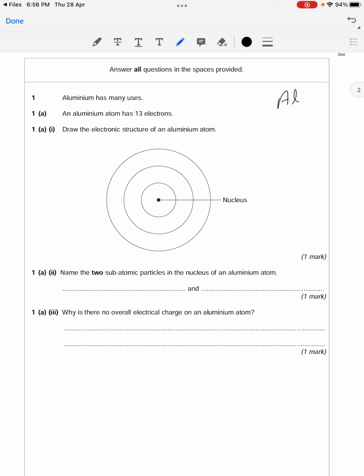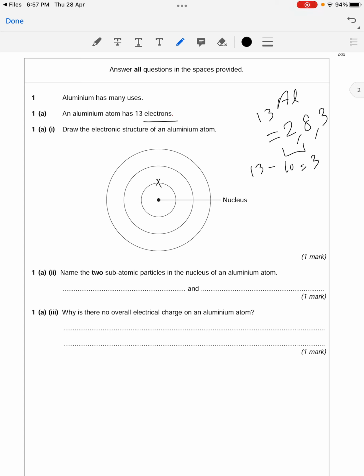Since aluminium is in group 3, its atomic number is 13, as given here. Remember, an atom's mass number is always greater than its atomic number. So we split the 13 electrons: the first shell can hold only 2 electrons, the second shell about 8, and the third shell up to 8. Here 2 plus 8 is 10, and 13 minus 10 gives 3. In the first shell you just put a cross.